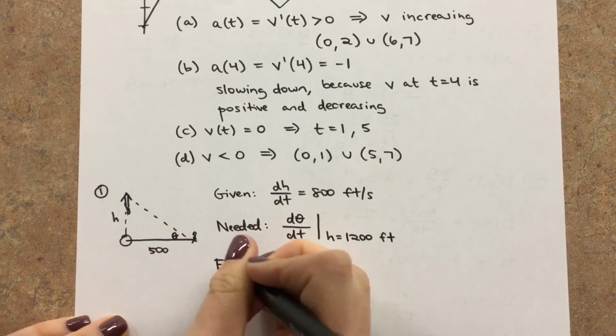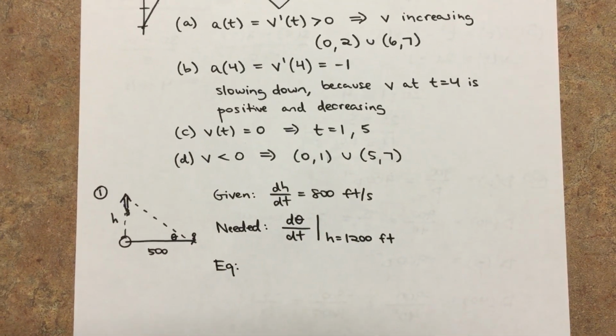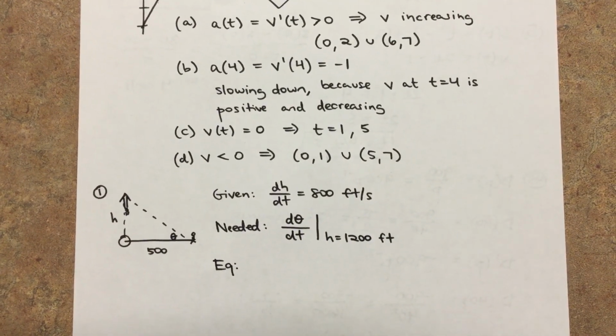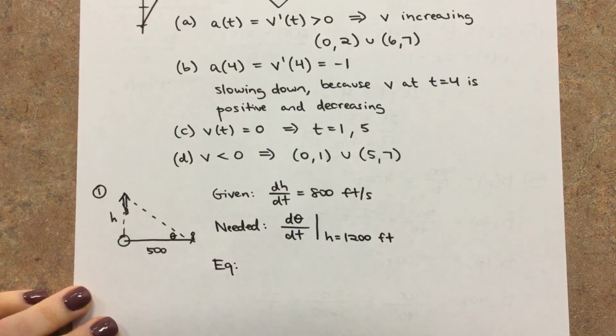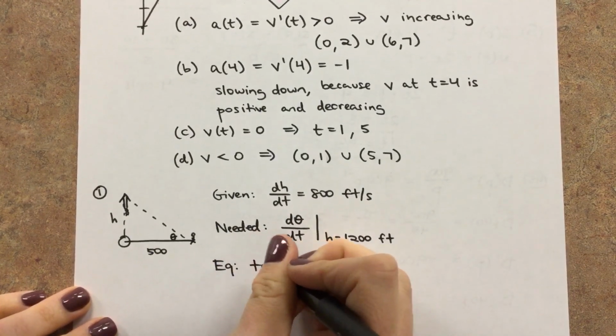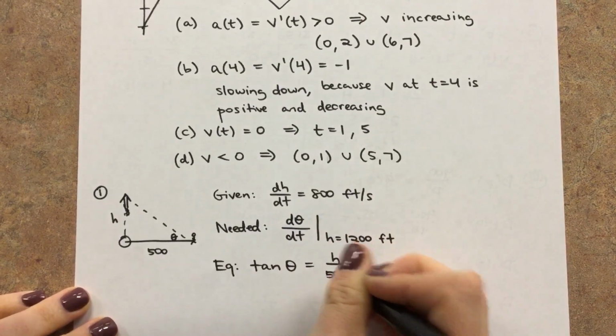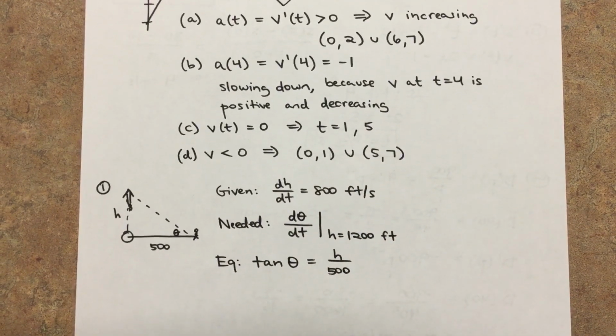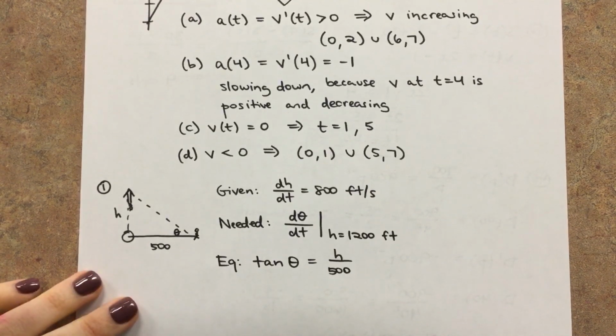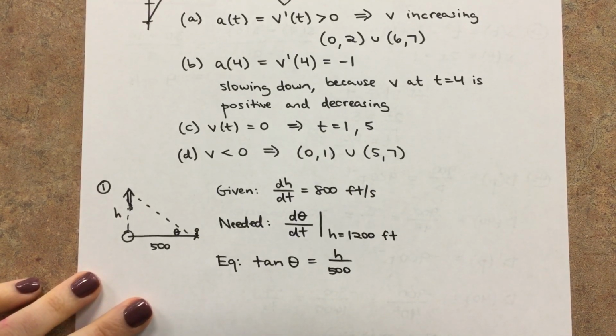Finally, we've got the equation that ties it all together. Whenever we're talking about angles, it's going to be something trig related. So this is the opposite, the adjacent. That means tangent is our best bet here. So tangent of theta is h over 500. And so we can set this up, take the derivative of both sides, and then we are trying to figure out what d theta by dt is. All right, so take the derivative of both sides with respect to t.